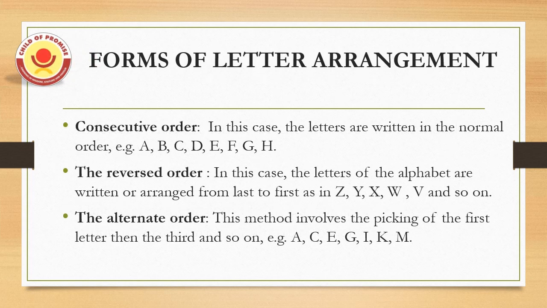Now, let's explain the forms of letter arrangement. Remember, I said earlier that letters could be arranged in three forms, and they are the consecutive order, the reversed order, and the alternate order. The consecutive order is the form of arrangement where letters are written and arranged in the normal order, the normal order being in ascending order. You know, we count A, B, C, D, E, and so on and so forth. So that's the normal order. It is in ascending order.